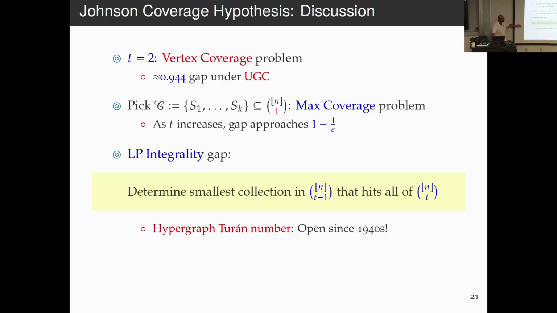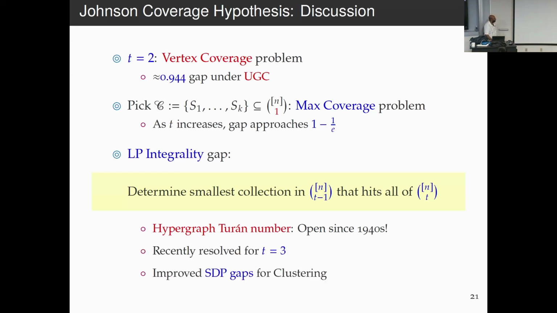So without answering these kinds of things, you can't just go on with trying to transfer the LP integrality gap into a hardness result and things like that. And this question itself was recently resolved for t equal to 3 in 2016. Yeah, it's an Annals of Math paper. Everything is just way too hard if we just go head on. Nevertheless, using this, we can get some improved SDP gaps for the clustering things. We can still use the t equal to 3 paper in a black box way to do something.